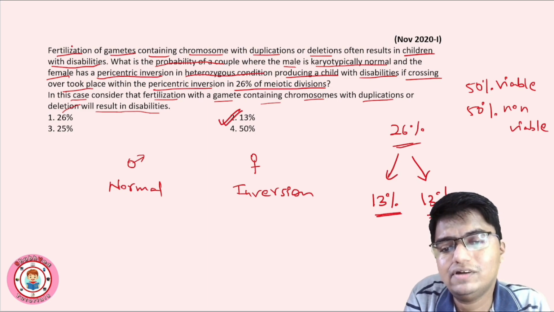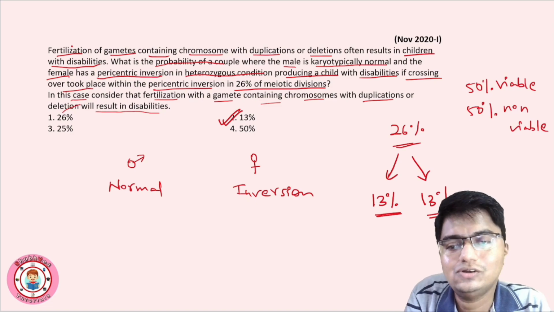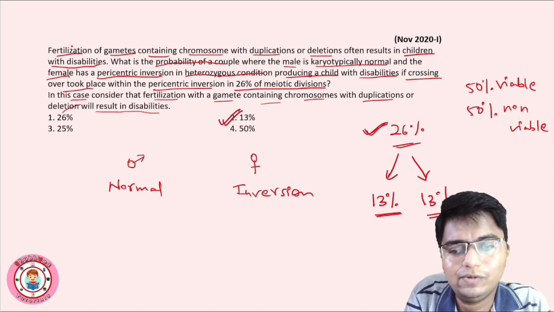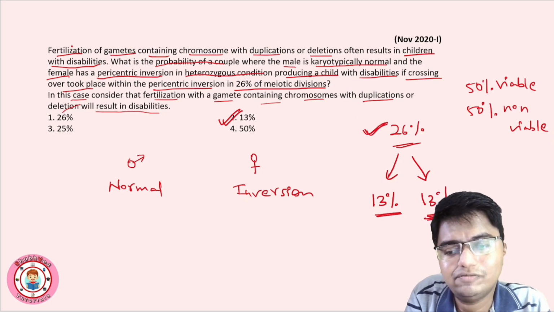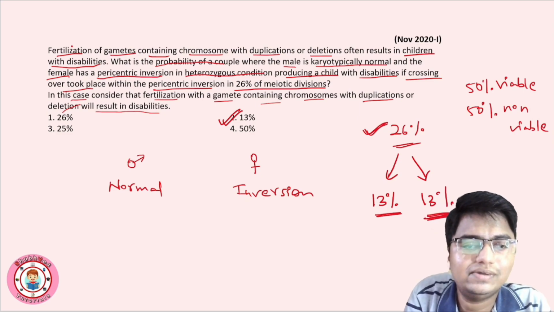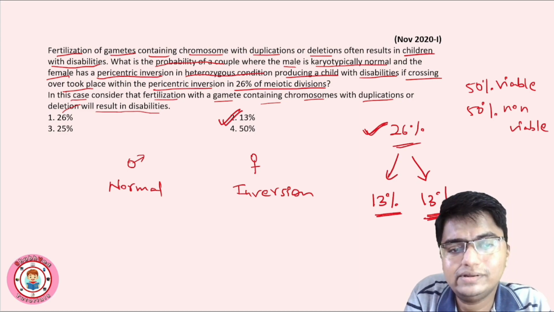But because inversion heterozygous condition and that too जब क्रॉसिंग ओवर होता है तभी प्रॉब्लम होता है, right? तो crossing over frequency is already given in the question 26% and 26% का हाफ देखना है हमें because 50% are normal and 50% are having problem gamete. तो इसका half will be the answer, right? So 13% is the probability of occurrence of children with disability.